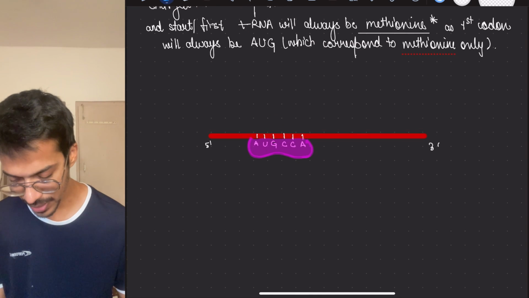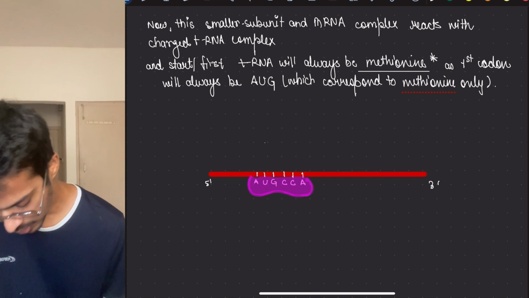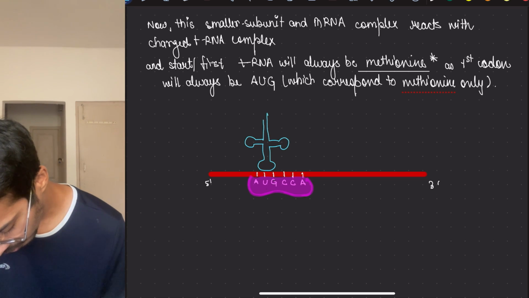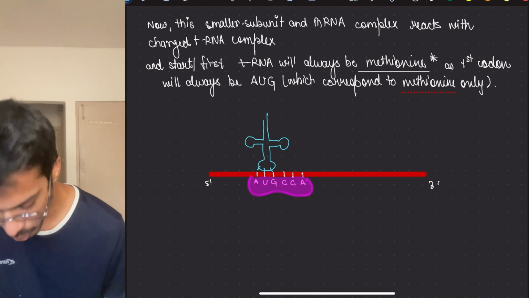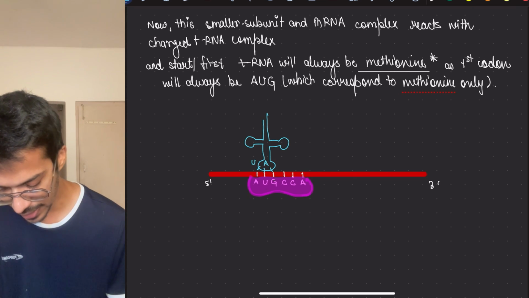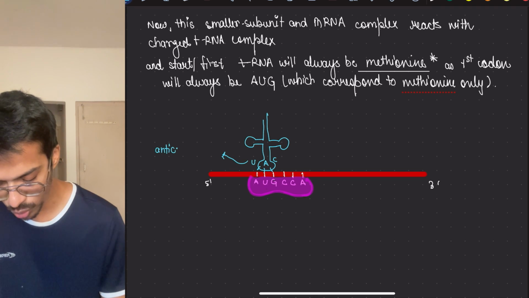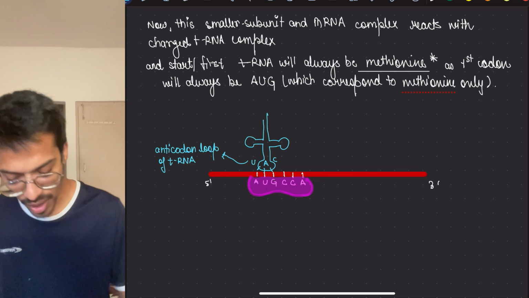Okay, or else I will tell you. So what's going to happen? Over here, the charged tRNA, charge means which has energy. So over here, the tRNA will be present like this. So this tRNA will have the opposite to it. So A opposite will be U, U opposite will be A, and this C. So this anti-codon loop will go and join with it. Anti-codon loop of tRNA joins with this.